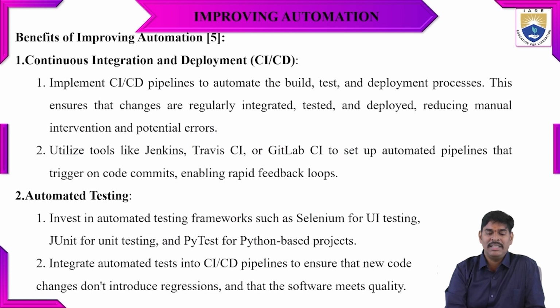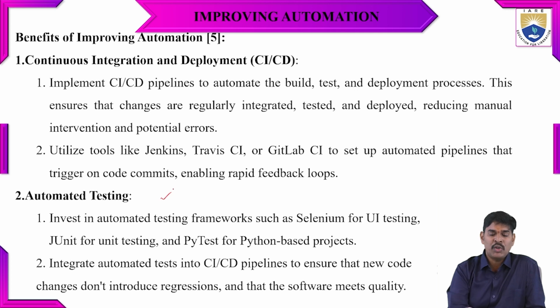So now we'll discuss in detail how we are going to improve this automation. The first one is continuous integration and deployment. When you're implementing continuous integration and deployment, they're using automation to build, test, and deploy the process so that it will be very helpful to minimize the manual intervention and the potential errors. This automation will be very helpful to minimize the errors. Okay, and these tools are mainly Jenkins, Travis CI, or GitLab CI. So these are the automated tools that are going to minimize the errors.